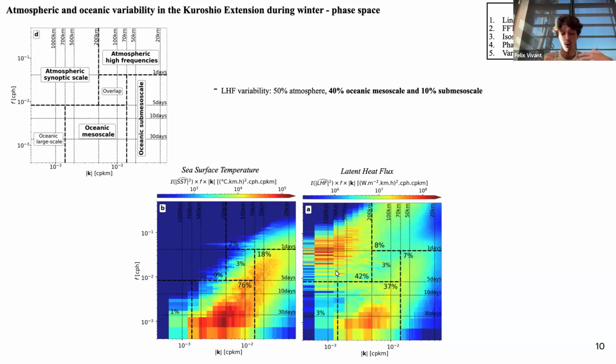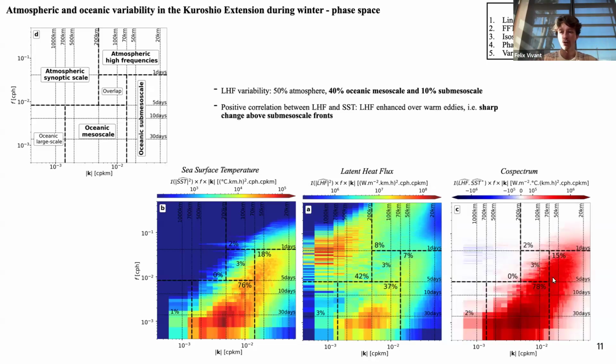So we saw strong modulation by cold sectors and warm sectors. And if you look at the correlation in the spectral space, this is a co-spectrum, so it indicates the correlation in the spectral space. We see a positive correlation, which means that latent heat fluxes are amplified over warm SSTs and so warm eddies. All of this is consistent with the movie I just presented before.